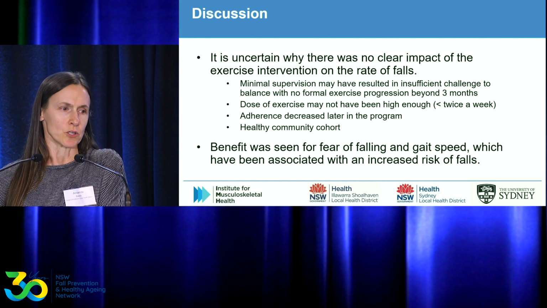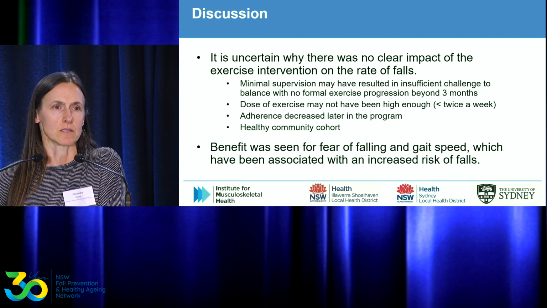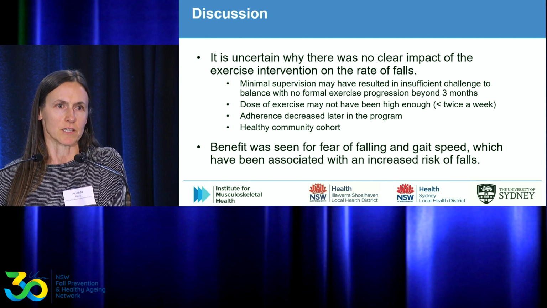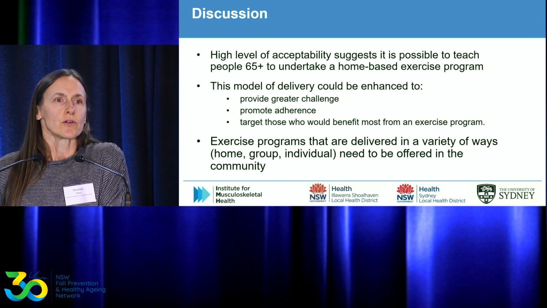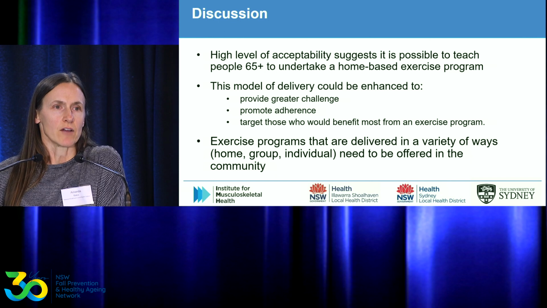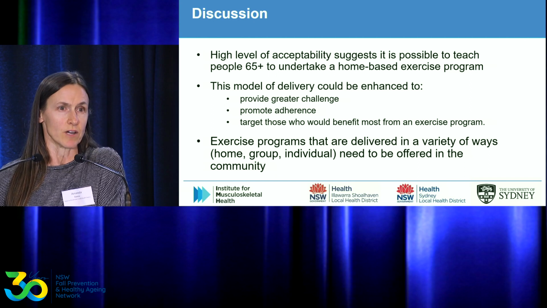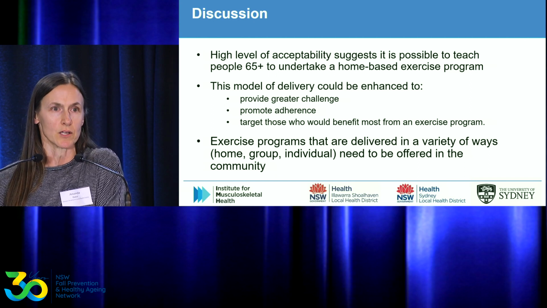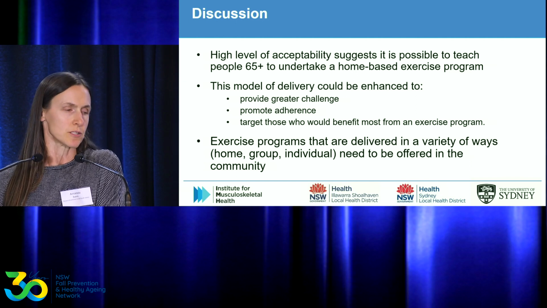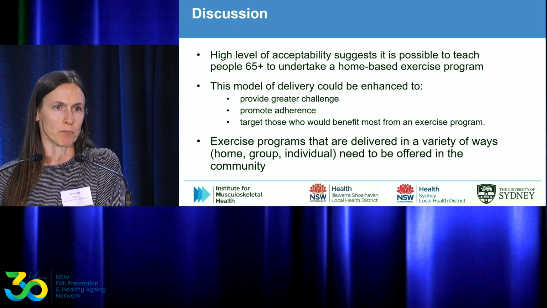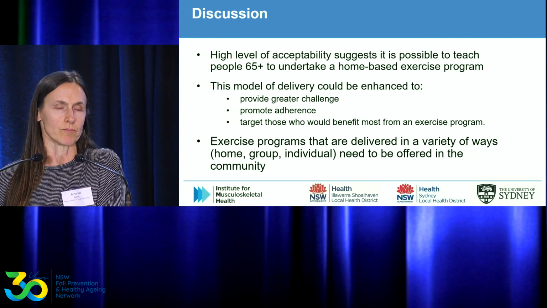We also had a very healthy community cohort that responded to our advertisements. Like I said, there was benefit seen for fear of falling and gait speed, which has been associated with falls. So I guess we have seen that the high level of acceptability suggests that it is possible to teach people 65 and over to undertake a home-based exercise program in a group setting. And we could look at enhancing this model to produce a greater challenge to balance, behaviour change strategies to promote adherence, and targeting those who would benefit most from an exercise program.